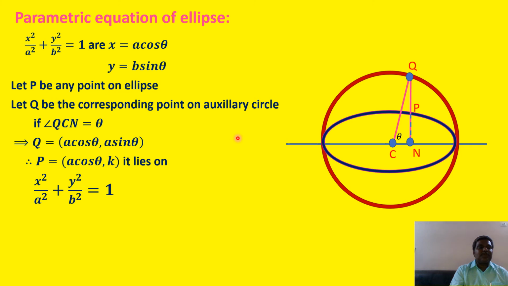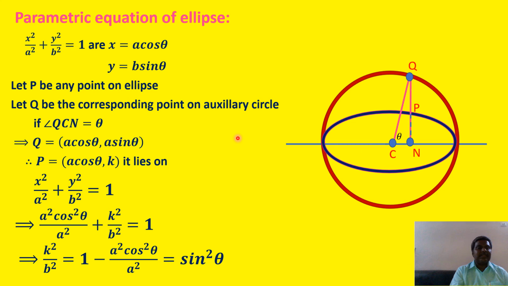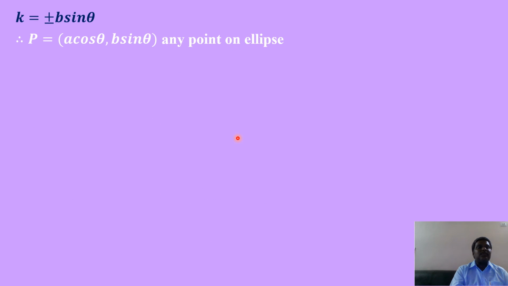Now substitute the coordinates of P on the ellipse. We obtain a square cos square theta by a square plus k square by b square is equal to 1. This implies k square by b square is nothing but 1 minus a square cos square theta by a square; a square gets cancelled. 1 minus cos square theta is nothing but sin square theta. So k square is what? k is plus or minus b sin theta. Therefore, P is equal to a cos theta comma b sin theta, any point on the ellipse.